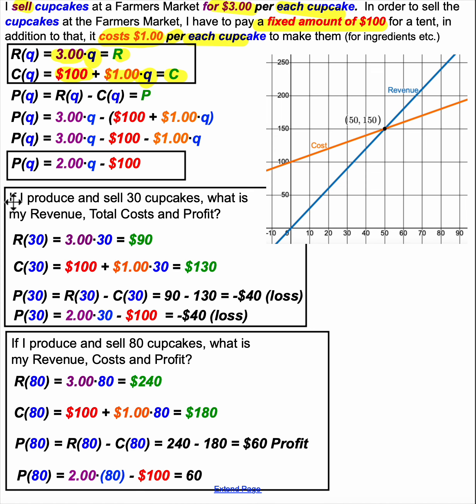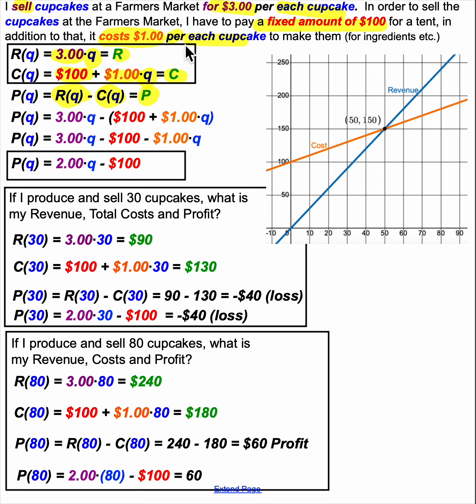Then our definition for profit is how much money did I take in from revenue in my cash register or in my pocket, and then I have to subtract the costs off. That leaves me profit. That's how much money I have that I can put into my business bank account.